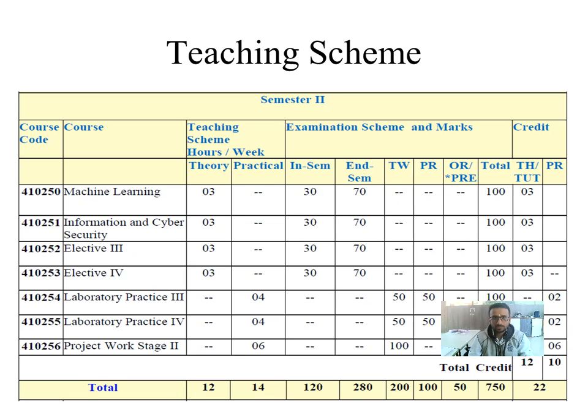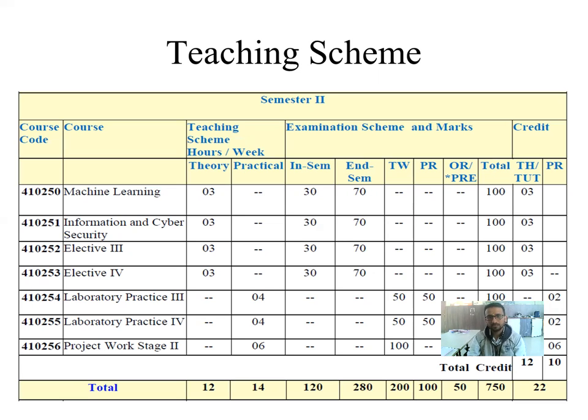On your screen there is a teaching scheme, and in that, if you observe this teaching scheme, you will find a course code, that is 410253, that is nothing but elective 4. Under this course elective 4, we are going to have the subject, that is human computer interaction. For this particular subject, we are having 3 hours per week.